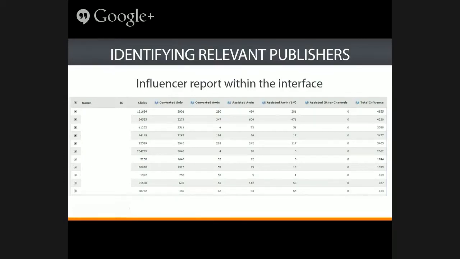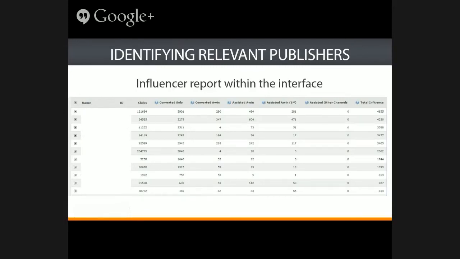Converted Awin. The publisher converted a sale, but another publisher had been involved, so they've effectively been assisted by another publisher. Total converted is the number of sales that the publisher's converted, either as a solo interaction or with another affiliate having been involved.